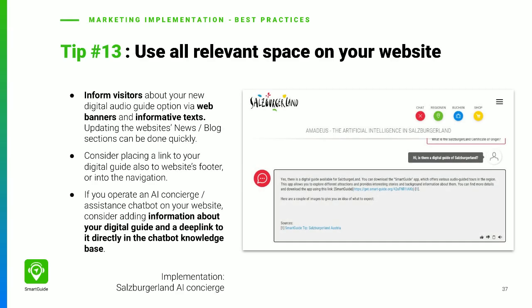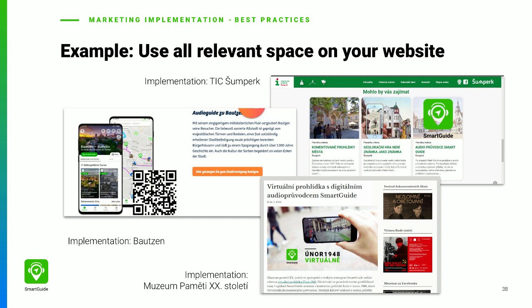You can also use web banners and informative texts to mention SmartGuide on your web and in your web's navigation. Updating the website's news or blog sections can be done quickly. Consider placing a link to your digital guide also to the website's footer, or into the main navigation. If you operate an AI concierge or an assistance chatbot on your website, consider adding information about your digital guide and a deep link to it directly in the chatbot knowledge base. See how our partners included SmartGuide in their websites.